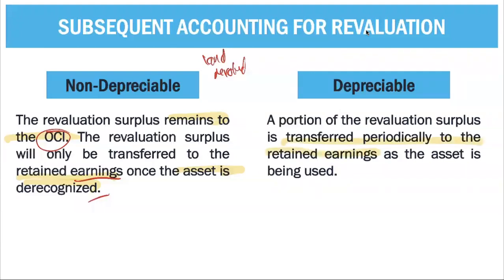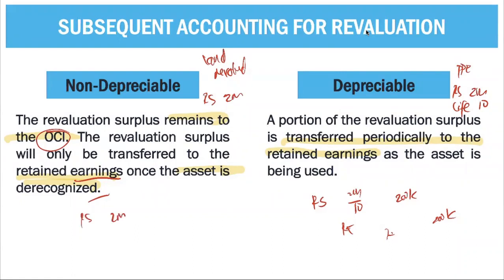So for example, we have PPE. The revaluation surplus is 2 million. The remaining life is 10 years. So you will transfer periodically over 10 years. 2 million over 10, so 200,000 to your retained earnings. While here in your non-depreciable, if we have a revaluation surplus of 2 million, you will transfer it only once you sell the non-depreciable. So for example, you already sold the land, so we debit revaluation surplus 2 million, and credit retained earnings 2 million.